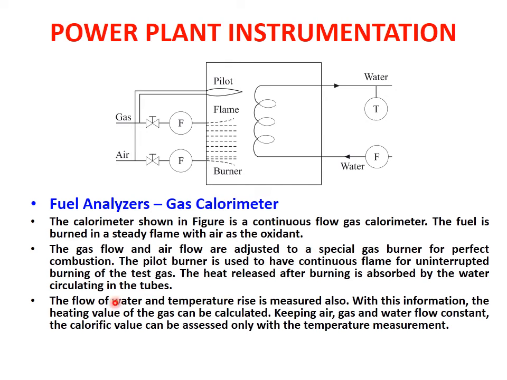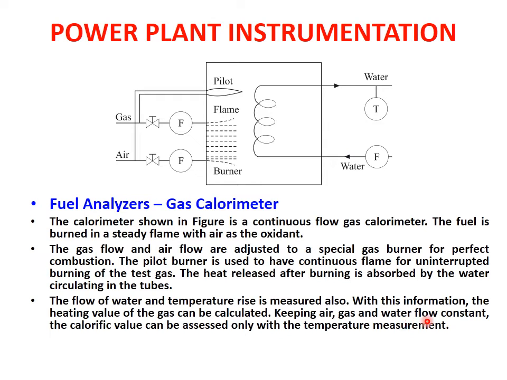So see here that the gas flow and air flow are adjusted to a special gas burner for perfect combustion, because for the movement of the gas we require air for the combustion. The pilot burner is used to have a continuous flame for uninterrupted burning of the test gas. So as we have explained, this pilot will give us a continuous flame, and this burner will be giving us an uninterrupted flame in a small manner.